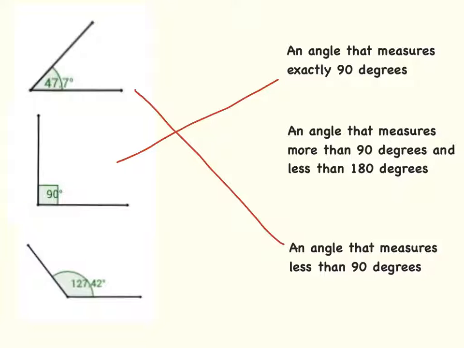Our last angle is much larger than 90 degrees, 127.42 to be exact. This means it lines up with the definition in the middle because the angle is greater than 90 degrees and less than 180 degrees.